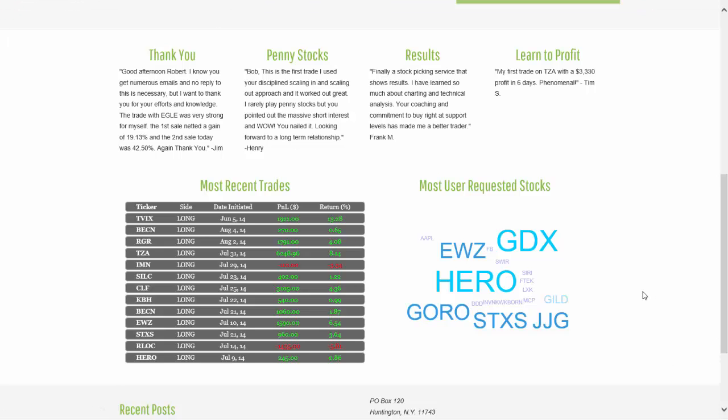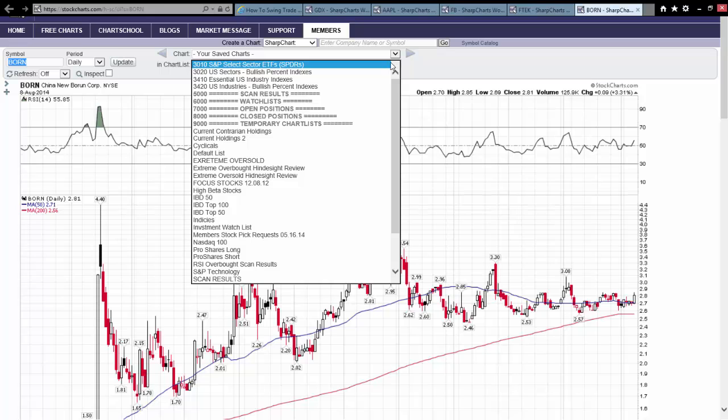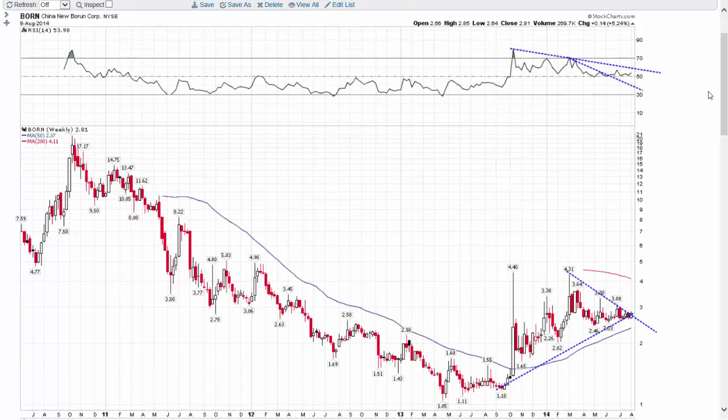BORN, I know you requested this a couple of weeks ago. Let's take another look at it. I know I was somewhat optimistic at that point in time. Let's see if we can go back to the annotated chart. Okay, so Jesus, here's the weekly chart. We went over this one a couple of weeks ago. This is the same exact chart. I haven't changed the line.